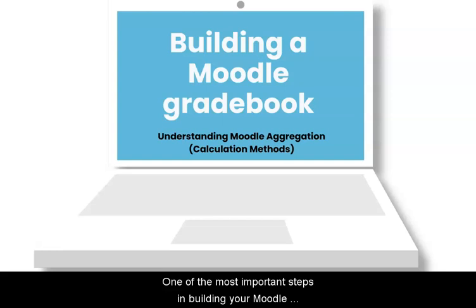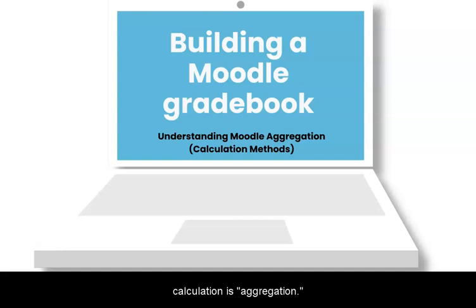One of the most important steps in building your Moodle gradebook is deciding how you want your grade to be calculated. In Moodle, the term that describes the various methods of calculation is aggregation. So you'll be asked to set the aggregation for both your overall course and for the separate categories within your course. This is great because Moodle offers tons of flexibility, so you can have one method to calculate your overall course grade and then have each category calculated in the way that you like.